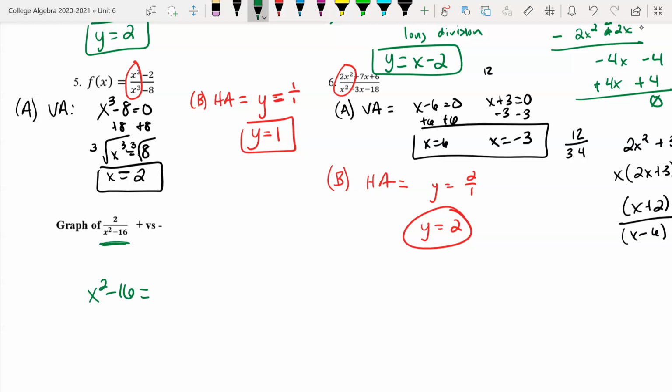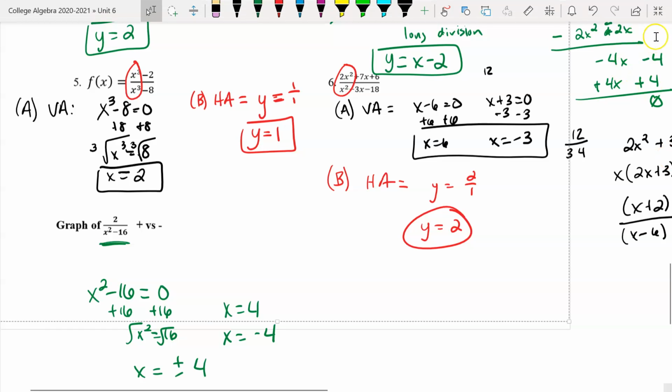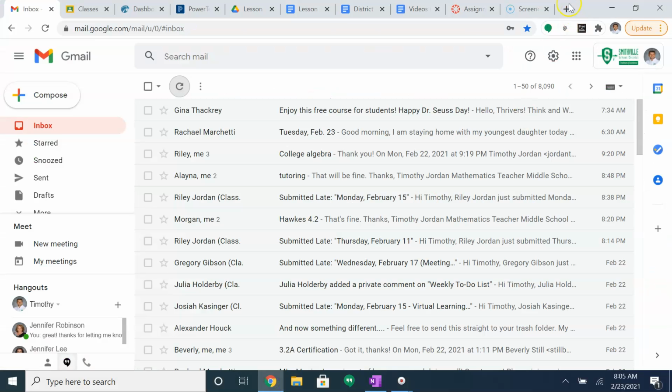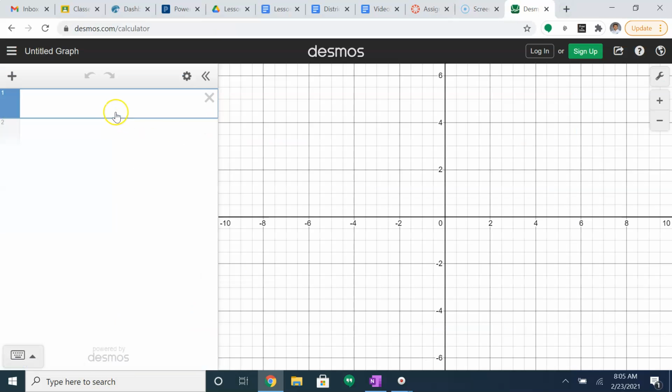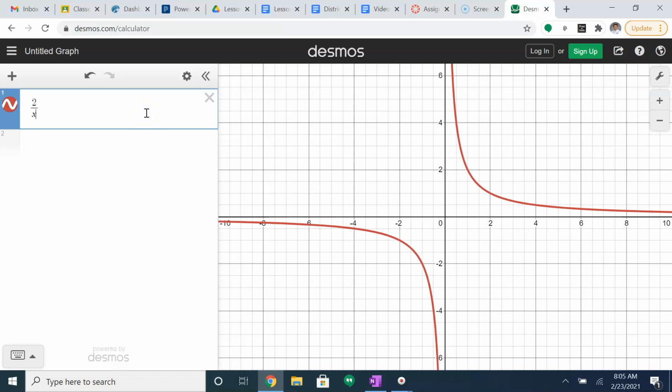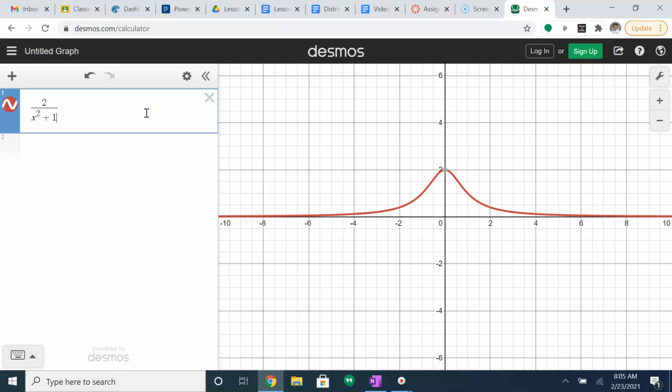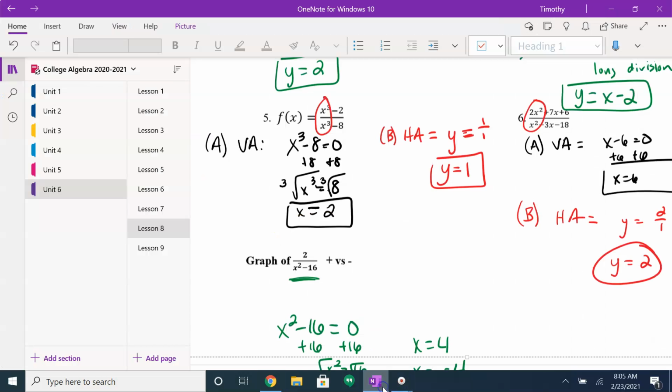What you want to do is set the bottom equal to 0, so it'd be x squared minus 16 equals 0. X squared equals 16. Square root it. Well, it's plus or minus 4. So I have a +4 and a -4 as my vertical asymptotes. So I want to show you, you're going to have to graph it, what it's going to look like. So I'm going to go to Desmos. So let's do 2 over x squared minus 16.